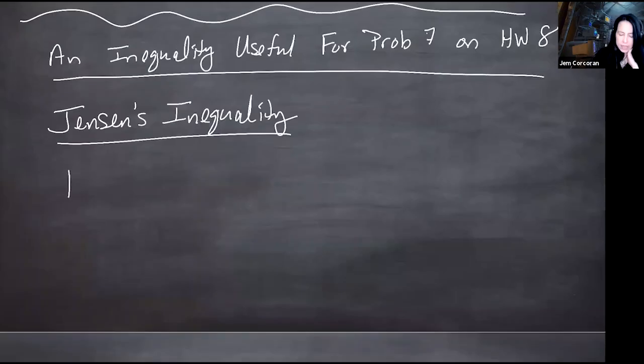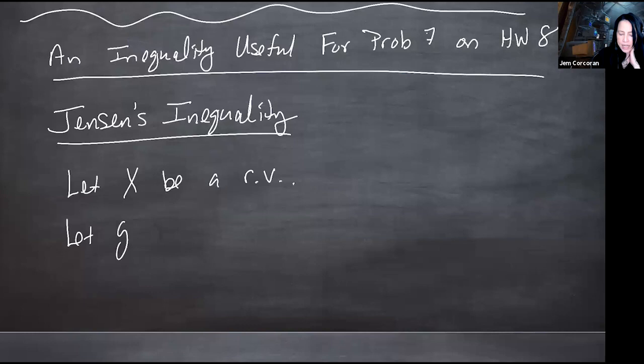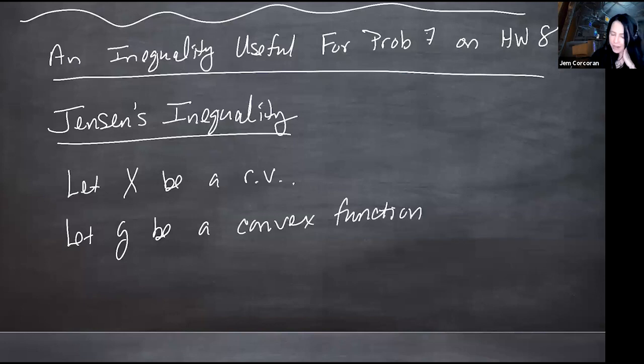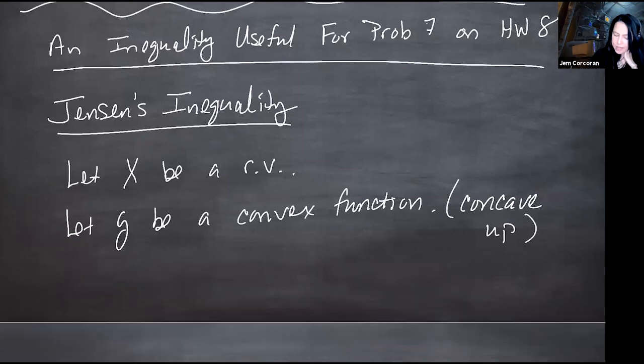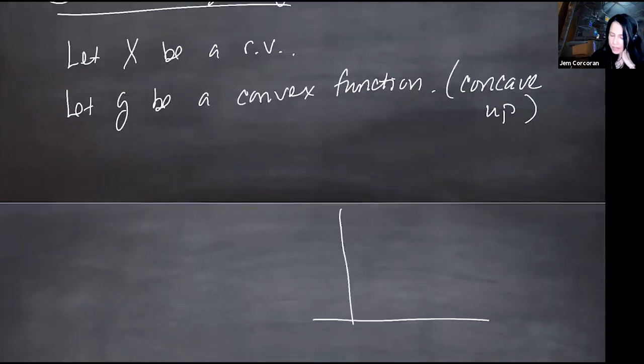So let X be a random variable and let g be a convex function. I'll remind you of what that is. If you're used to saying concave up and concave down, this is concave up, but I doubt you'll find Jensen's inequality written that way. So this is some function that looks like this.